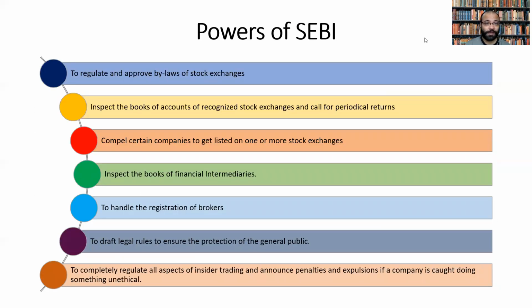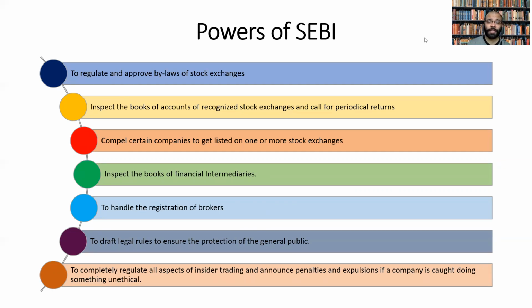There are some important powers of SEBI. First of all, to regulate and approve the bylaws of the stock exchanges, to inspect the books of accounts of recognized stock exchanges and call for periodical returns, to compel certain companies to get listed on 1 or more stock exchanges, to inspect the books of financial intermediaries, to handle the registration of the brokers, to draft the legal rules to ensure the protection of the general public, and to completely regulate all the aspects of insider trading.